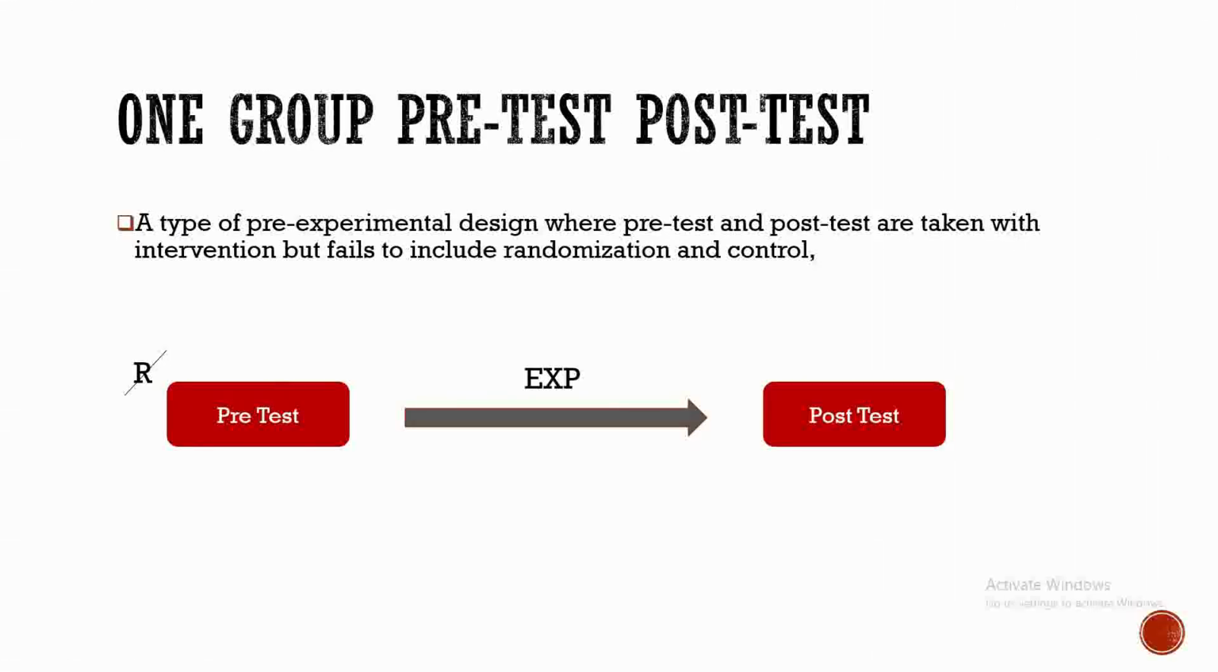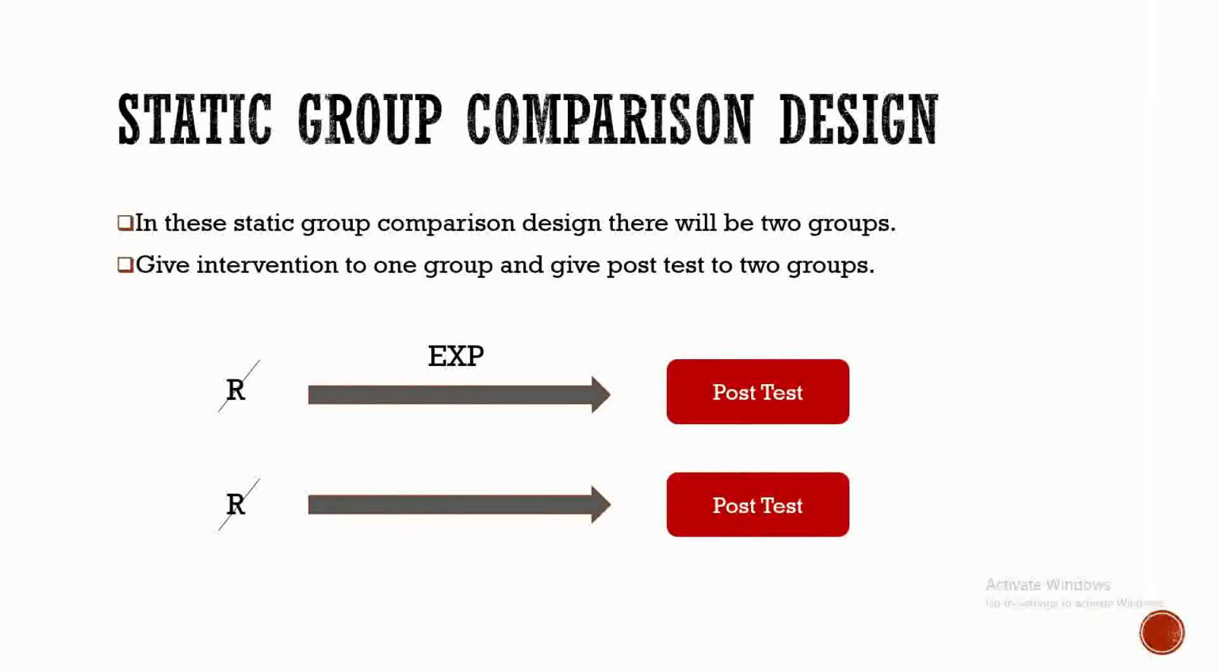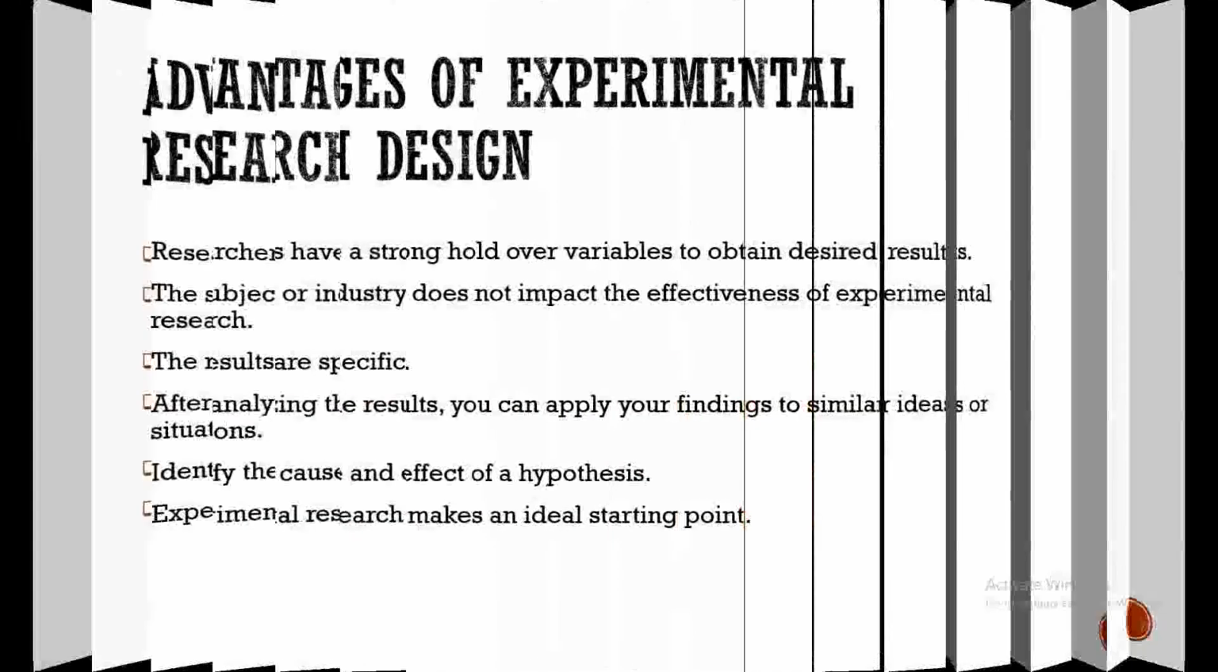The second type is one group pre-test post-test. It is a type of pre-experimental design where pre-test and post-test are taken with intervention but fails to include randomization and control. The third and the last type is the static group comparison design. In this static group comparison design, there will be two groups in which one group will be given the intervention and post-test will be given to both of the groups. And all of this process is done without randomization, as we can see in the figure.